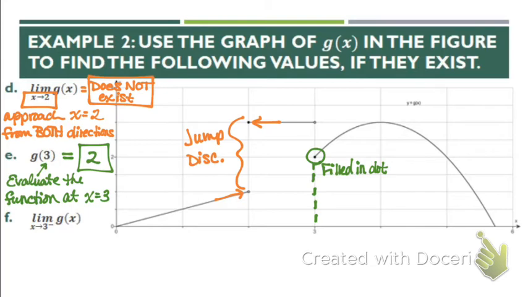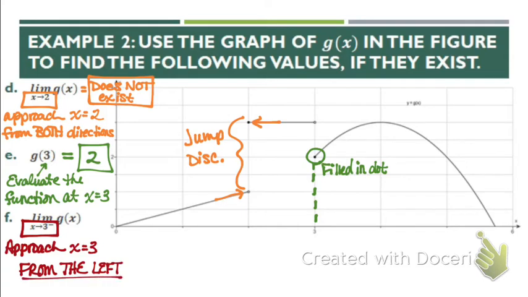What is part F asking me to do? Approach from the left. We're going to approach x equals 3 from the left side. So that means I have to start on the left side of it, and then I move closer to x equals 3. So I'm going this way. I'm approaching from the left. What y value am I going to be at as I approach from the left? 3.